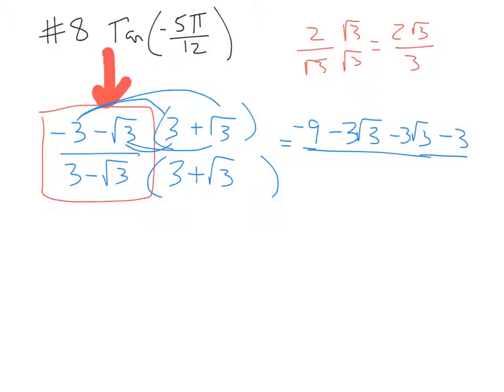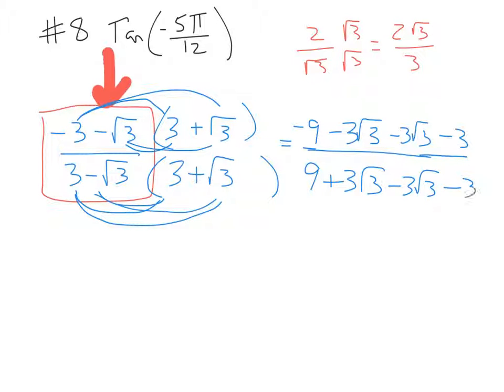And then the bottom of that is the same thing. The firsts meet and become 9. The outsides meet and become 3 square roots of 3. The insides meet and become negative 3 square roots of 3, and the lasts meet and become just minus 3. So let's make an attempt to simplify that mess.